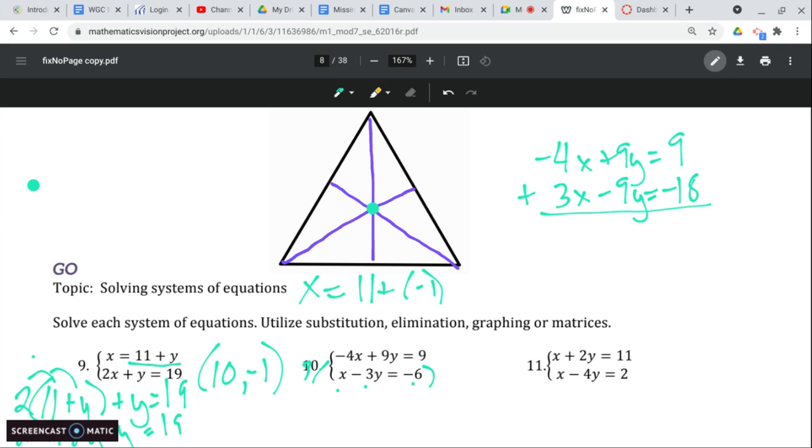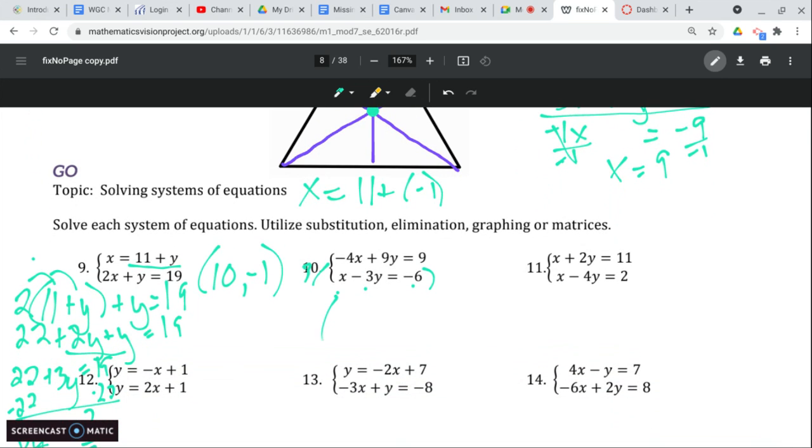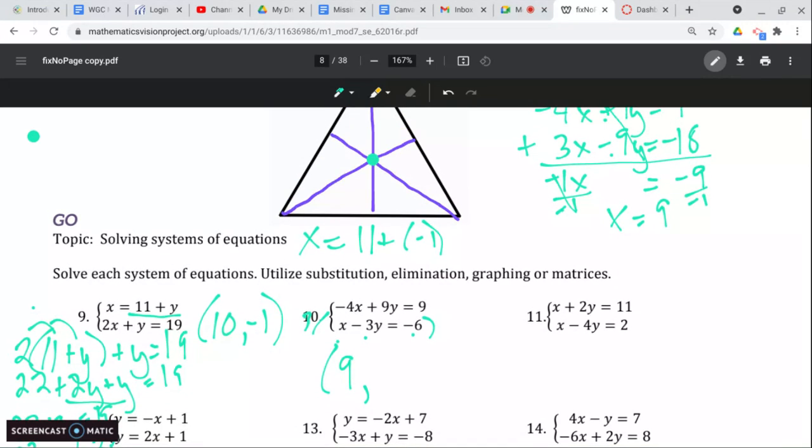Now I'm going to add these together. I'm adding because the signs on our y values are different. They're opposite. So negative 4x plus 3x is going to give us a negative 1x. These cancel, and it equals 9 plus negative 18, which is going to give us a negative 9. Now we divide both of these by a negative 1, so x equals 9. So we know what x is now. X is 9.